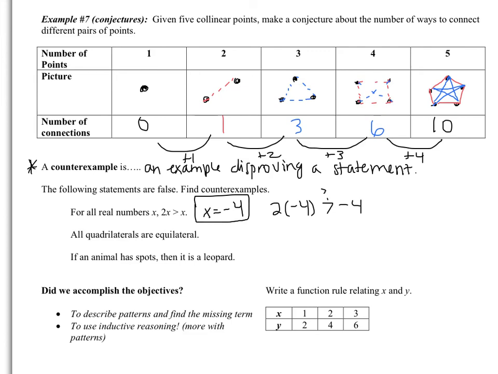Okay, all quadrilaterals are equilateral. So every four-sided figure has congruent sides. Well, that's not true. What about a rectangle? Okay, so here I have my rectangle. That's definitely a quadrilateral, but it's not equilateral. So that's a counterexample. Right now, pause the video and you think of a counterexample for the third statement, please. When you are finished, come back.